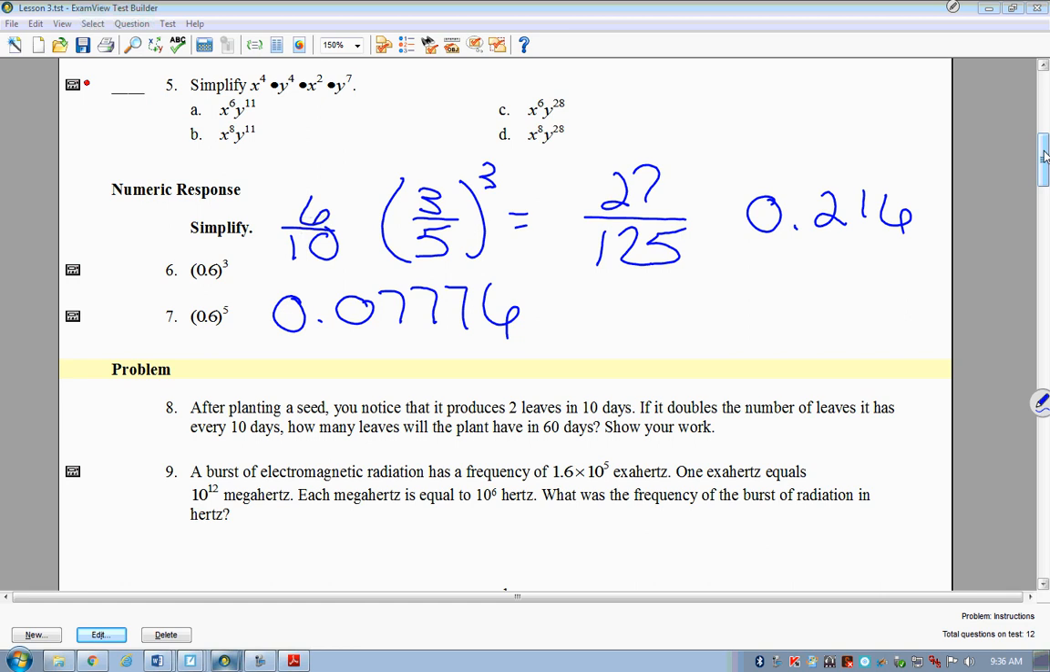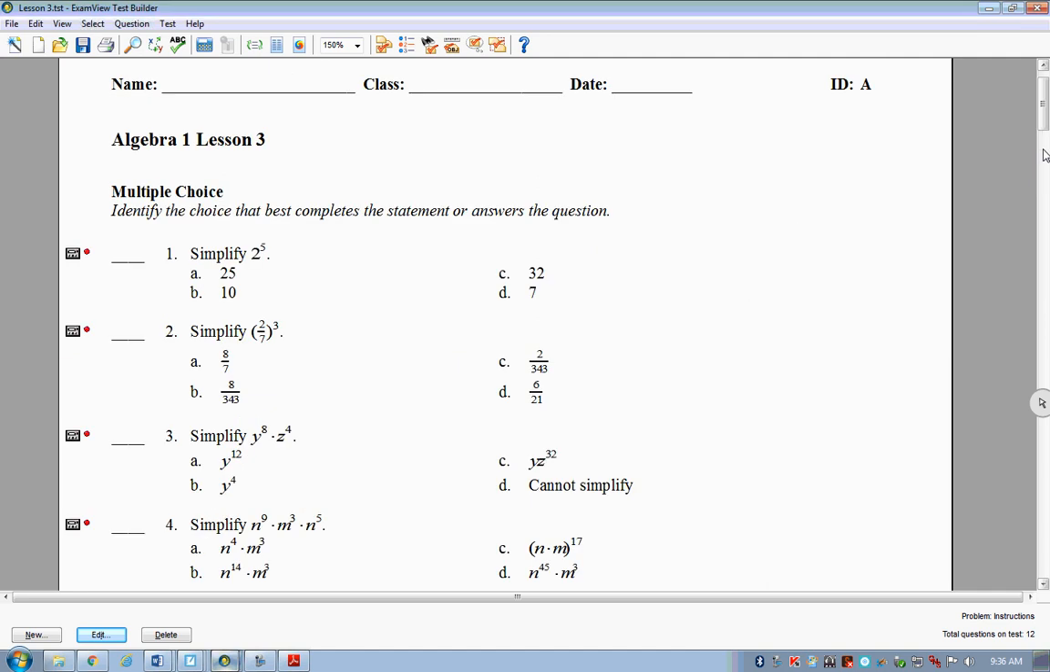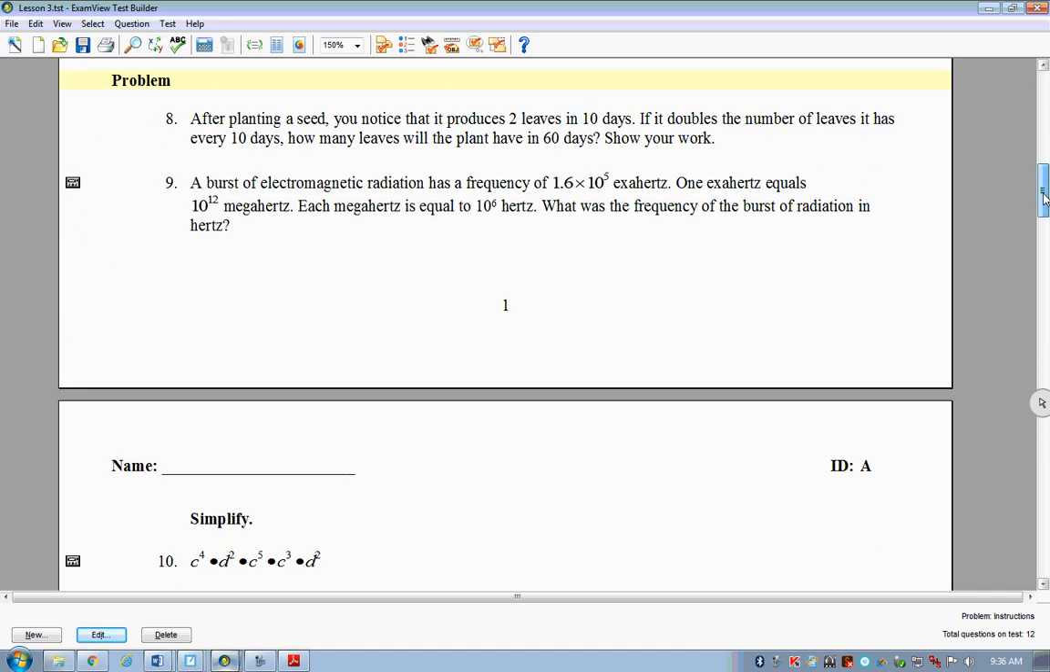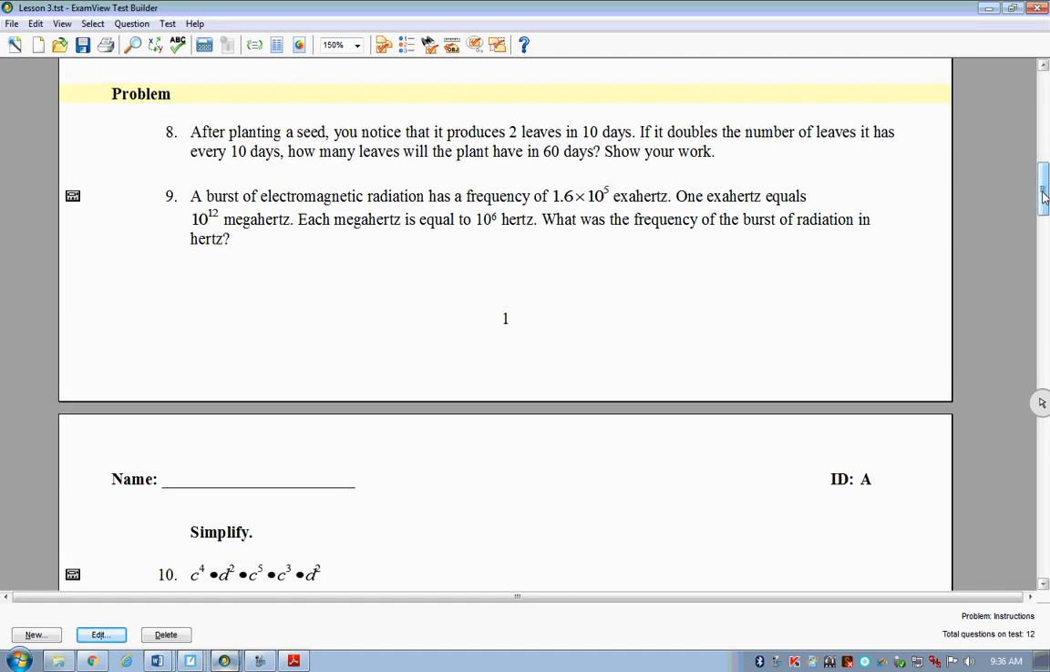All right. Got a couple more questions in us to do. Let's see if we can't do some word problems. All right. After planting a seed, you notice that it produces 2 leaves in 10 days. If it doubles the number of leaves it has every 10 days, how many leaves will it have in 60 days? Remember, we're going in 10-day segments.